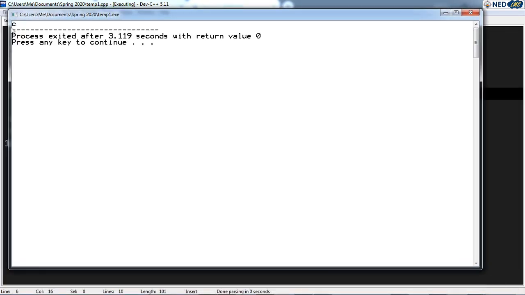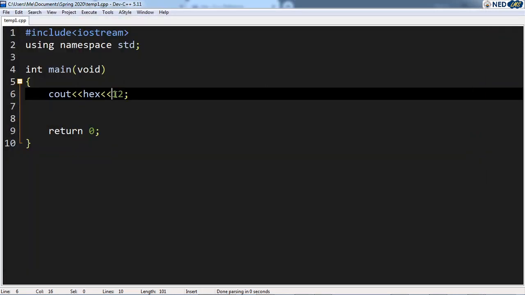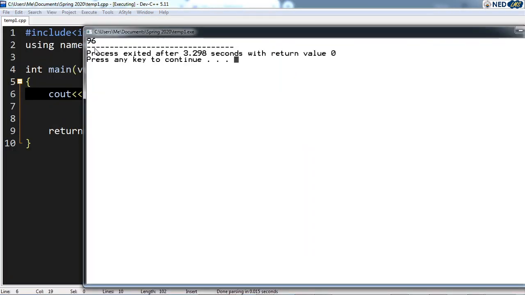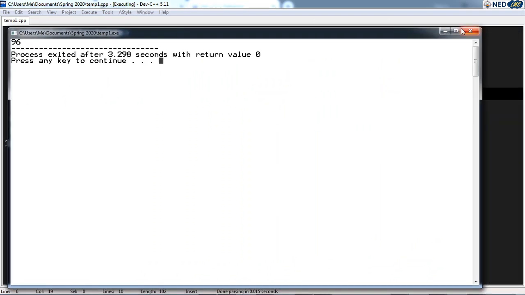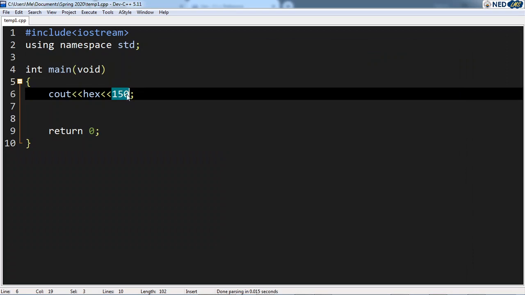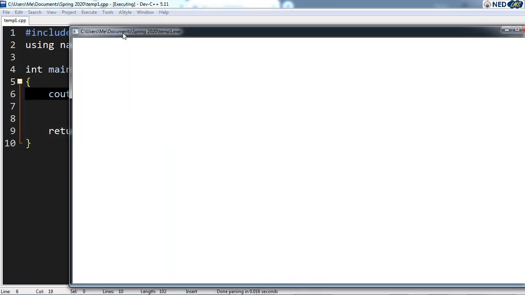It says C over here, and A is 10, B is 11, and C is 12, and I think we are okay with that. So let's say we have a bigger number, for example 150, and we recompile it again. What we get over here in hexadecimal format is 96. Let's say we have a number, for example 255. So what should we get if we have 255 over here? We are getting FF. So all ones here and all ones here.